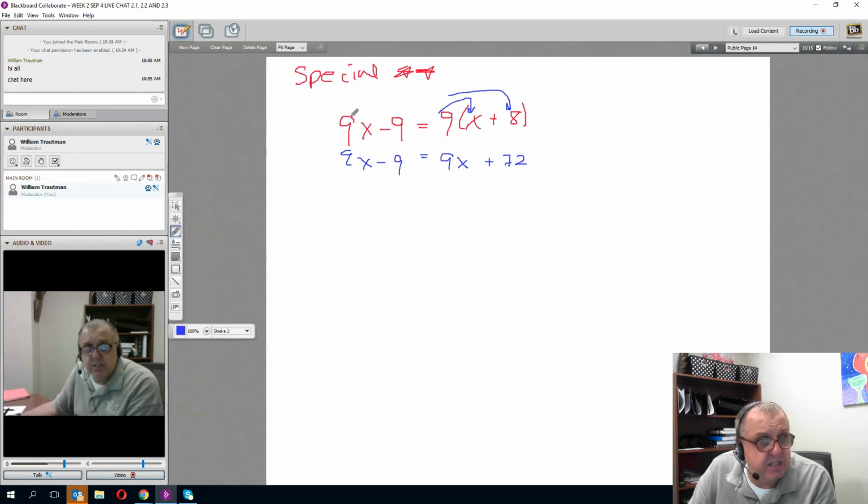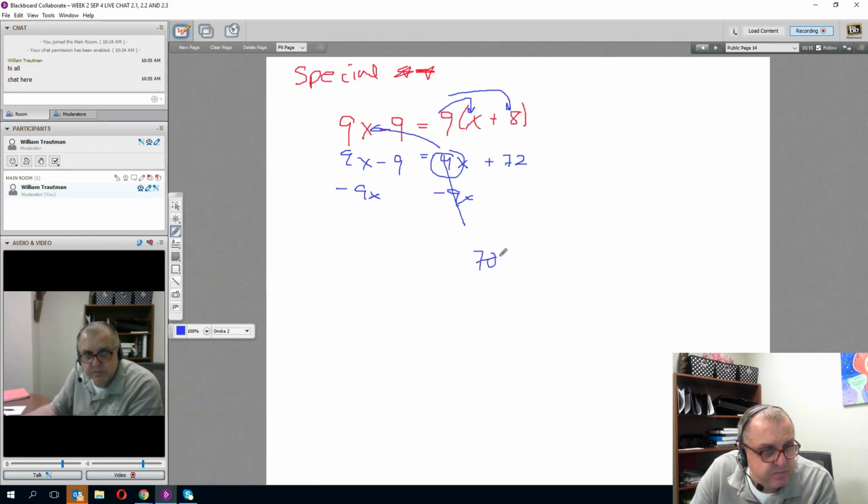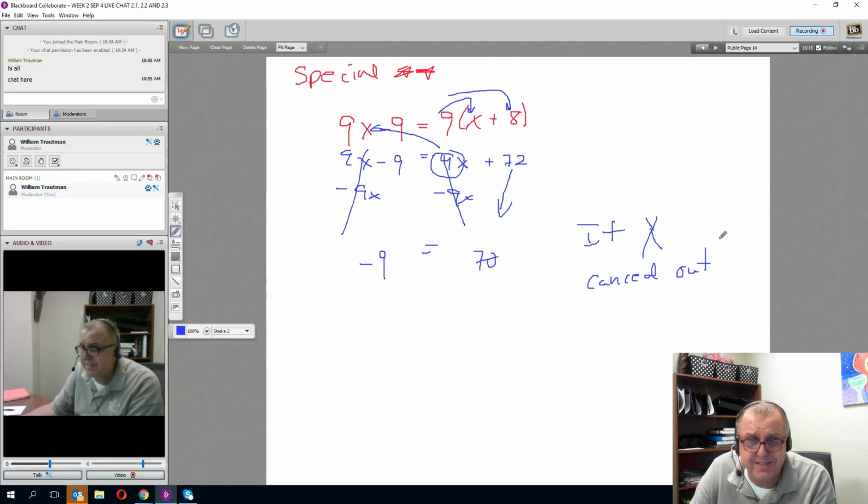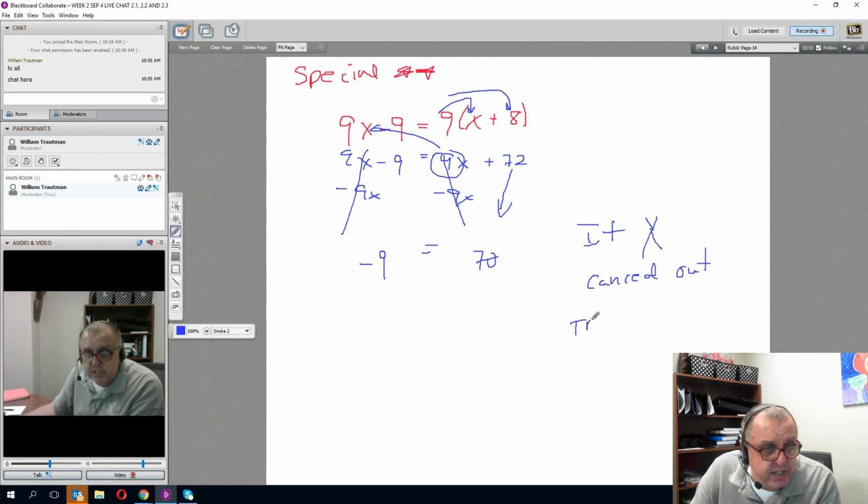The next step is get all the x's to one side. So let me take this 9x to the other side. It's a plus 9x, so I'm going to minus 9x to both sides. 9x minus 9x is 0, and I get 72 on the right-hand side. 9x minus 9x is 0 there. I get negative 9. If the x's cancel out, like they did here, there's no x's left. If they cancel out and you get a true statement, then the answer is all real numbers.